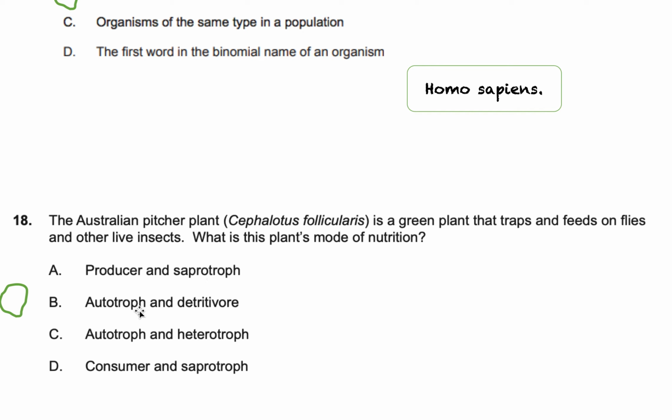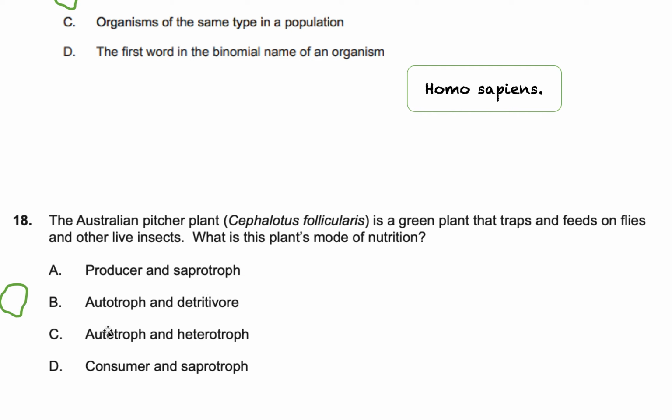Okay, is it an autotroph and a detritivore? So again, autotroph is correct because it makes its own food. Autotroph and producer are kind of synonyms, they mean the same thing. It is not a detritivore because detritivores are things like worms that recycle dead things, and plants don't do that. They don't recycle. So again, it can't be B.